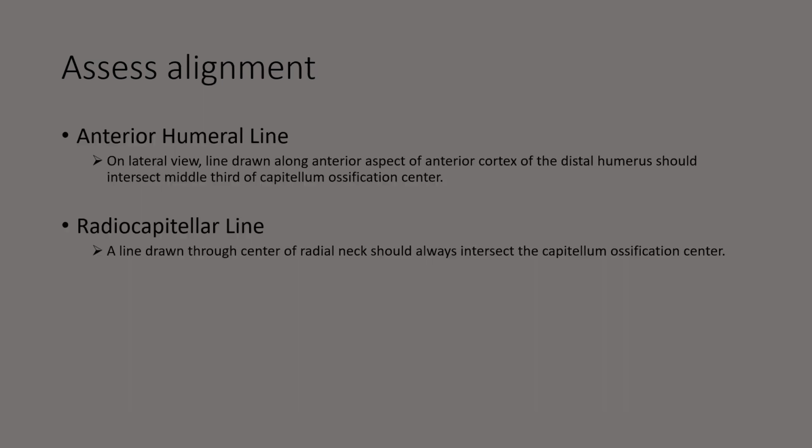Next, assess alignment. The anterior humeral line is drawn only on the lateral view. The anterior humeral line is a line drawn along the anterior aspect of the anterior cortex of the distal humerus and should intersect the middle third of the capitellum ossification center.